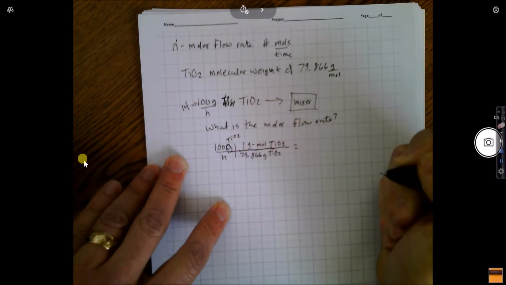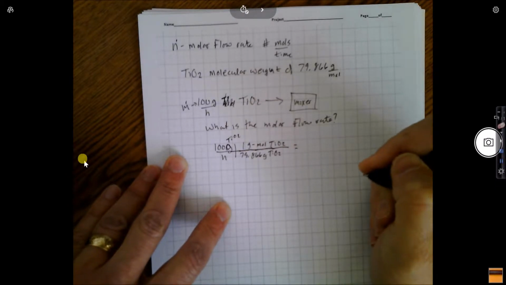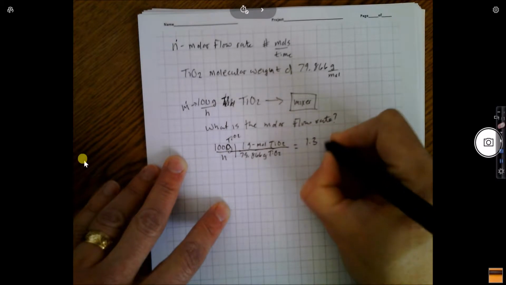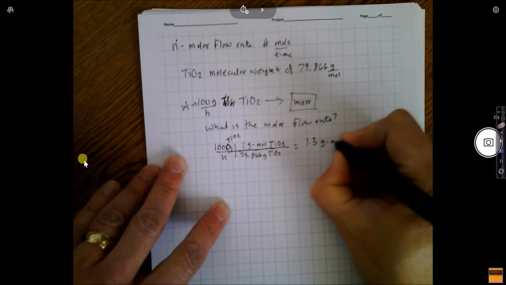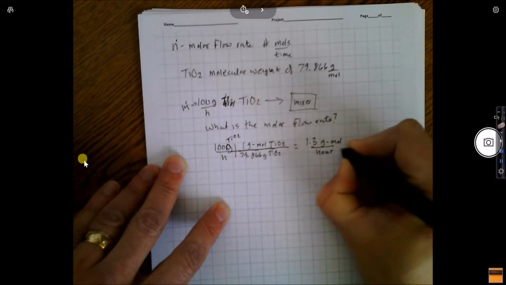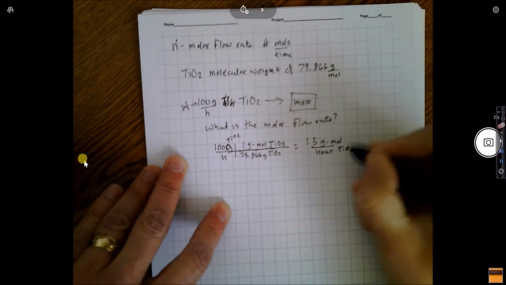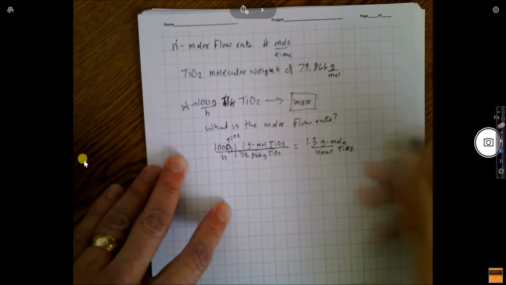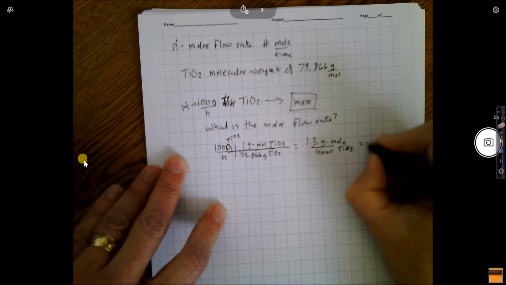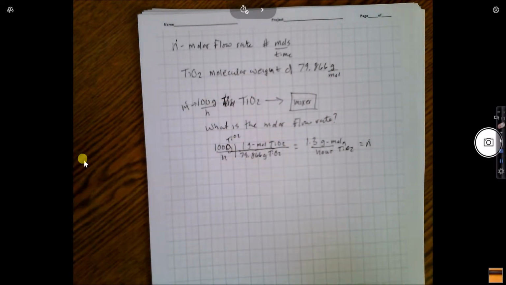And then we get the answer of 1.3. So there's 1.3 gram moles, and I probably should have put this up top. 1.3 gram moles of TiO2 flowing per hour, and that's equal to our molar flow rate. All right, so we've gone from mass flow rate to molar flow rate, and that's actually pretty simple.